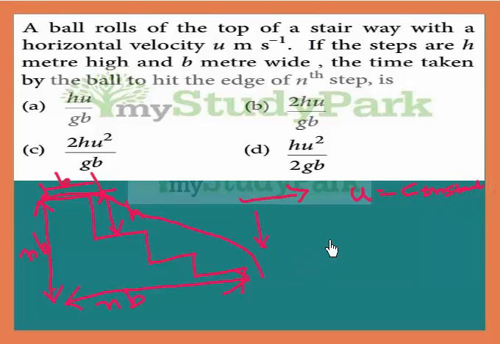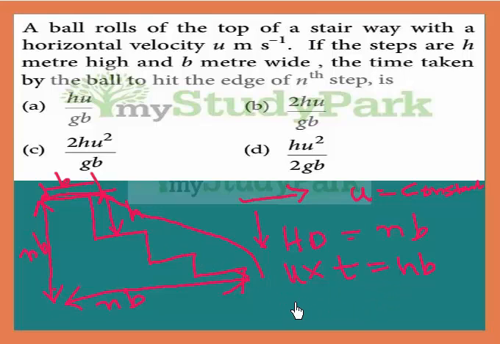So the horizontal distance traveled is nothing but n into b, and horizontal distance is horizontal velocity into time, which is what we are supposed to find, equals nb. At the same time, the ball travels a vertical distance of nh.